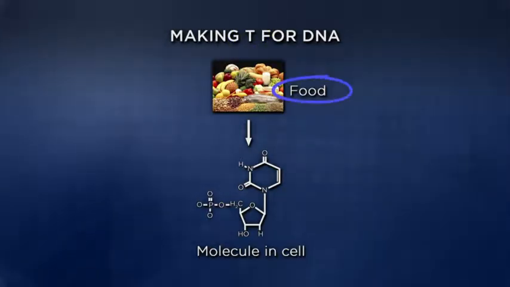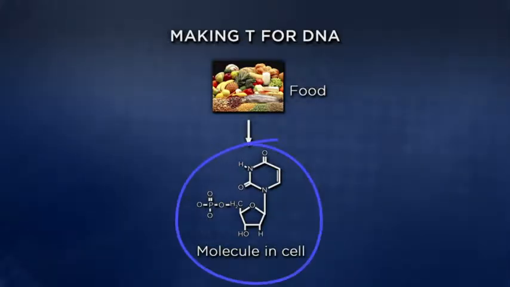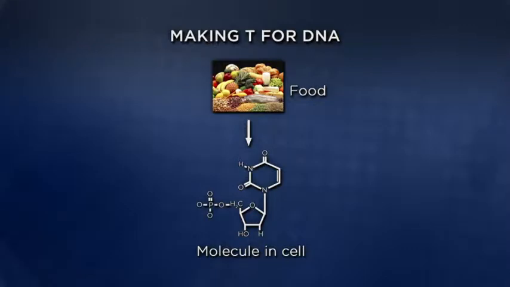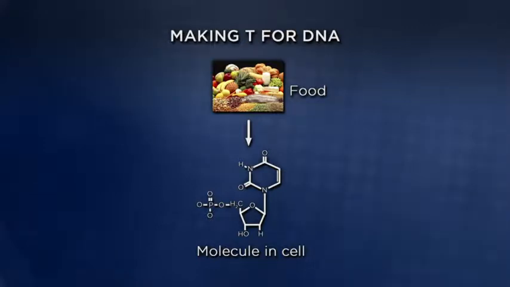Start with food. And the food breaks down into a number of molecules, and I'm going to show one of them here. That's one of the molecules in the cell that it breaks down to. Don't worry, it gets converted. Many chemical reactions are making this molecule in the cell. And this molecule in the cell can be converted into T. That's the final product. That's T.